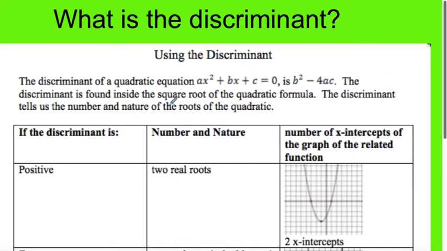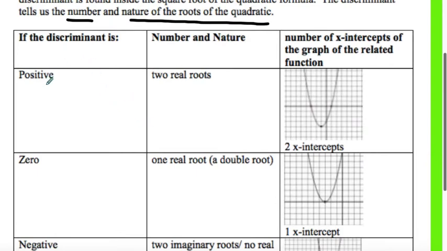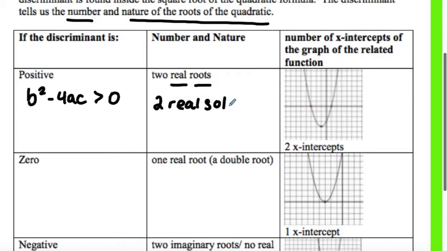The discriminant tells us, what your teacher probably told you, is the number and the nature of the roots of a quadratic. That means how many solutions it has. Remember, the term roots means solutions, x-intercepts, if there are any. All right, so if the discriminant is positive, so if b squared minus 4ac is positive, it can be written as greater than 0. That means it's going to have two real roots, which means two real solutions, which means it's going to have two x-intercepts.